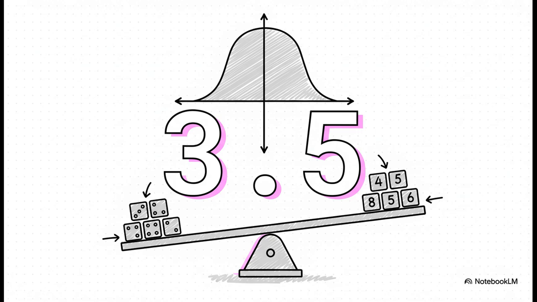I know what you're thinking. You can't actually roll a 3.5 on a die, and you're right. So what on earth does this number mean? Well, it's the theoretical balancing point. Imagine all the outcomes, 1, 2, 3, 4, 5, and 6, sitting on a seesaw. The expected value is the exact spot where that seesaw would balance perfectly. It's the center of mass for the entire probability distribution.